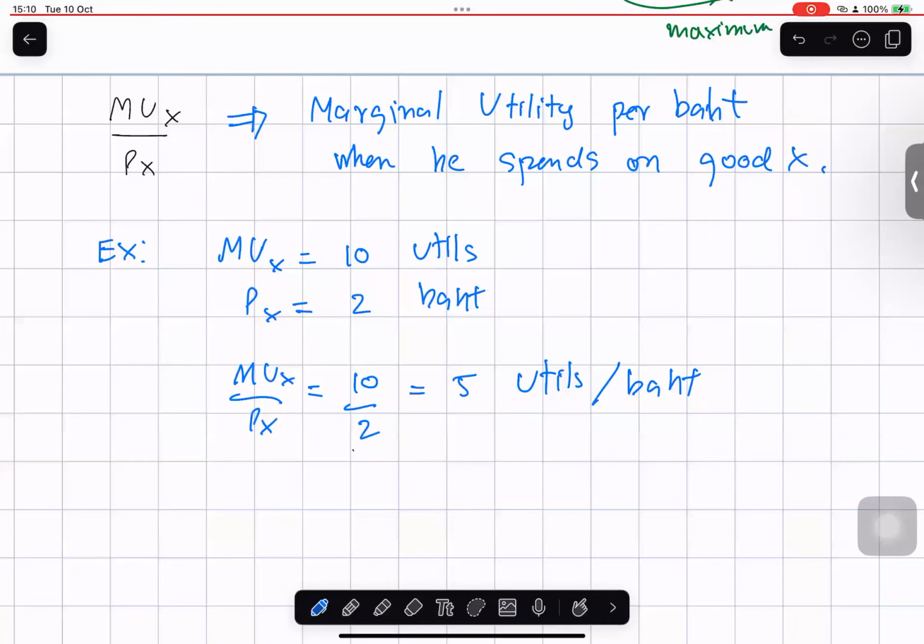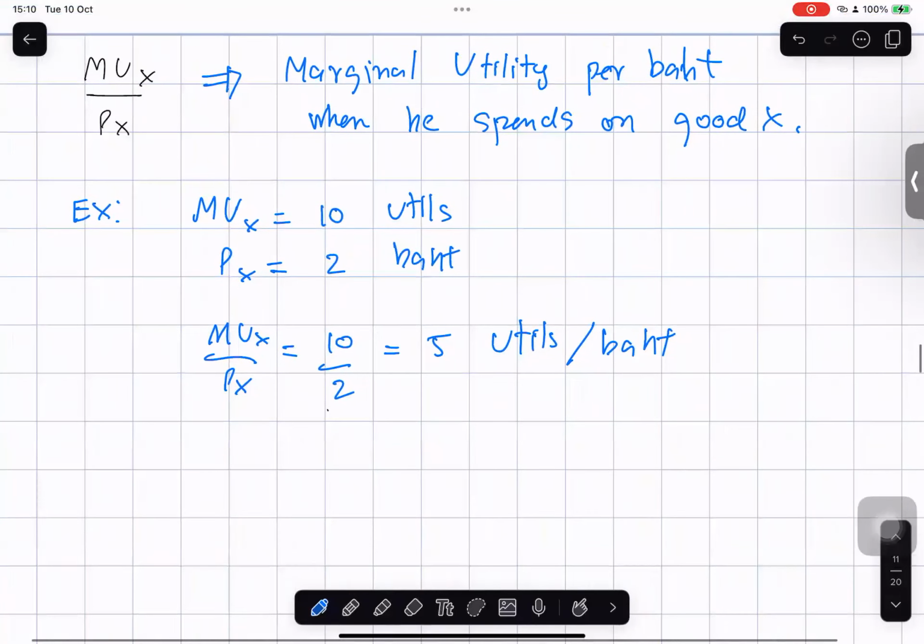Okay. Example, when he buys good X first unit, it gives him MU equal to 10 utils. He spent 2 baht on it. Then we can say that each coin generates 5 utils. It's a MU per baht per coin. The power of 1 baht could generate extra happiness equal to 5 utils. That's example number 1.